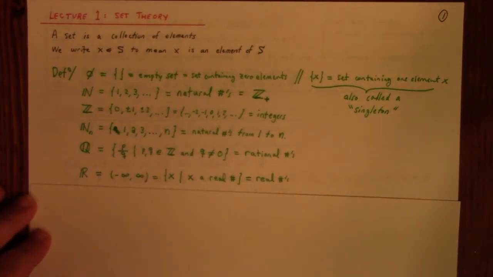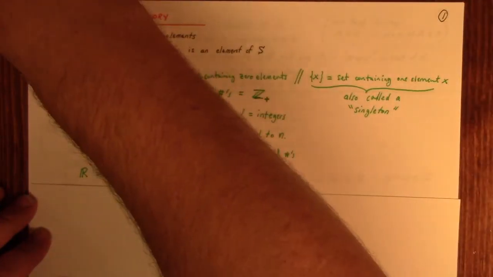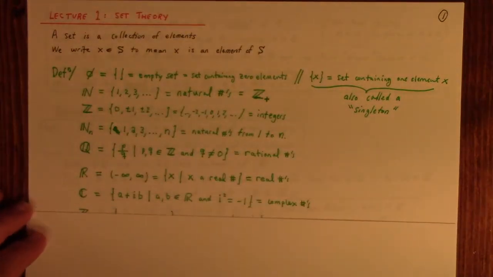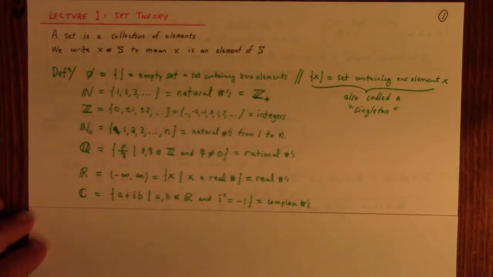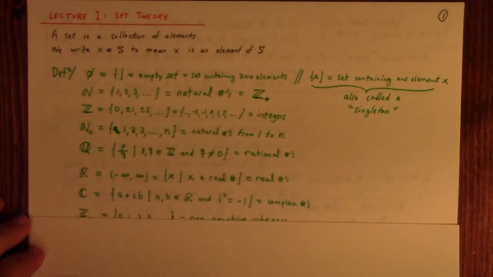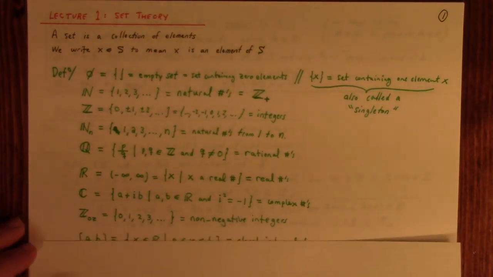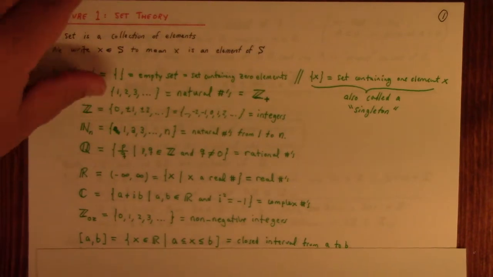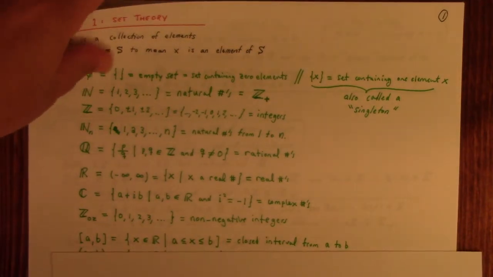What else do we have? We have complex numbers. We use those sometimes: a plus ib, where a and b are real, and i squared is minus 1. We have non-negative integers. That's the natural numbers, also 0. And then we have what are called intervals.